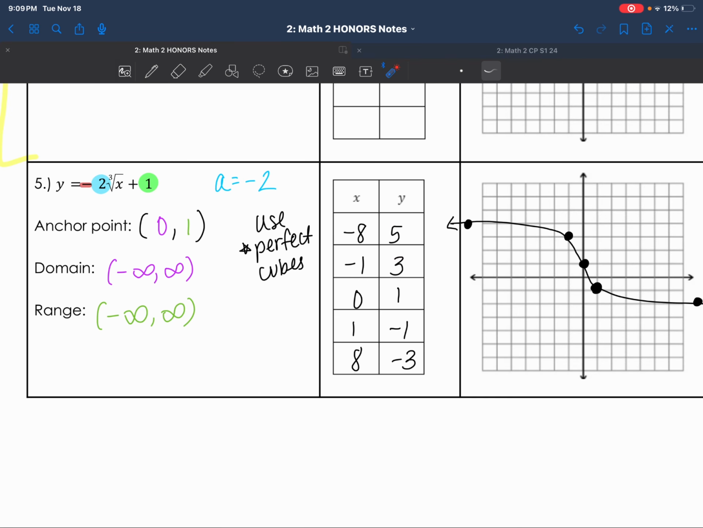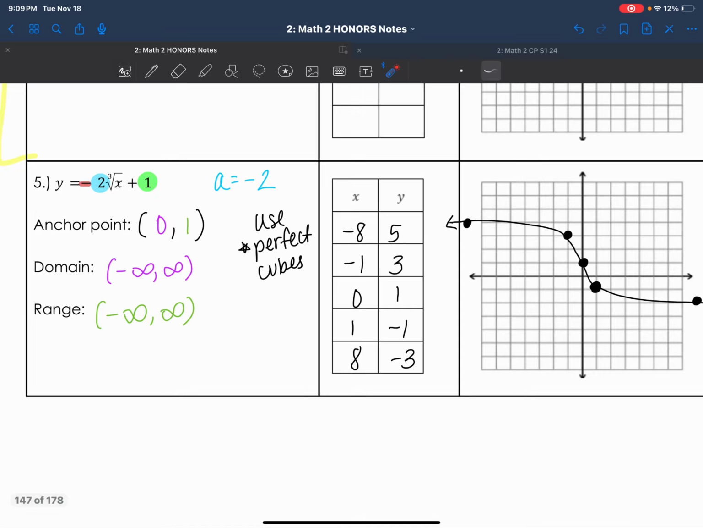All right, so go ahead, and I entered these all in for x. I made this 0, and I got -2 times 0 plus 1. And then make this 1, make this 8. So it's -2 times 2 plus 1. And go ahead and use your points. All right, so now let's look at your domain and range for your cube roots. It's going to be your -infinity to positive infinity for both.